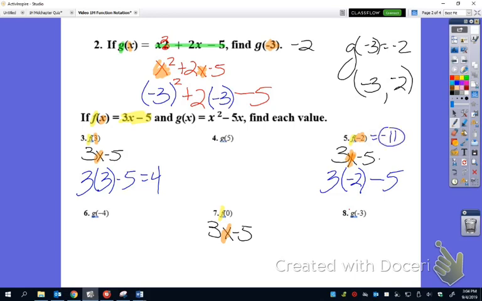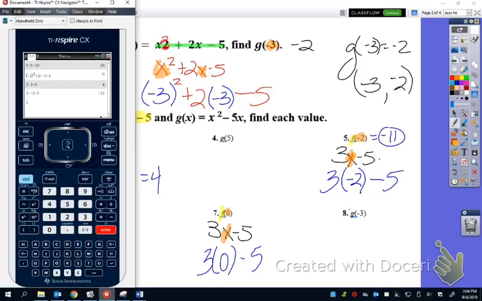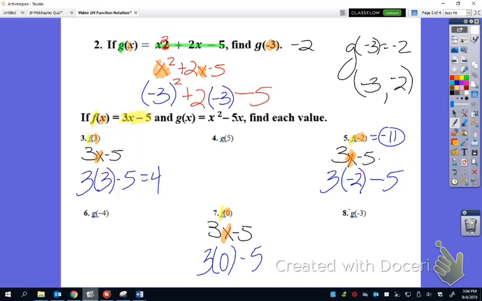If you run out of space, you can write the answer at the top. And then you've got the one on number 7. So my x is 0. So wherever I see x, I put parentheses 0 and then minus 5. Okay, and then you hit enter, and you get negative 5. So the answer is negative 5.